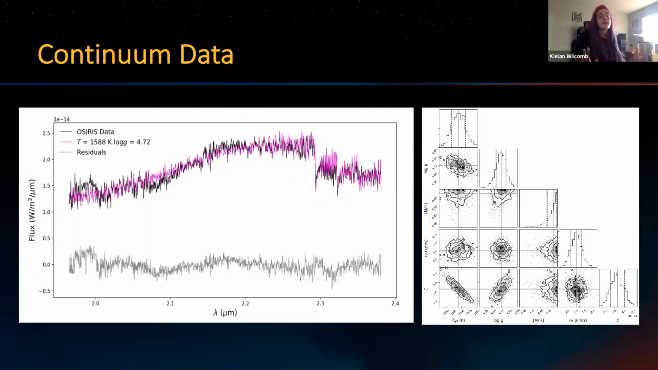Here are the results of the first MCMC run. We ran the code on both flattened and continuum data. The best fit effective temperature was 1588 Kelvin, a log g of 4.72, and a metallicity of about 0.11. These were not the results reported because we believe there was improper speckle subtraction, especially in the bluer part of the spectrum.